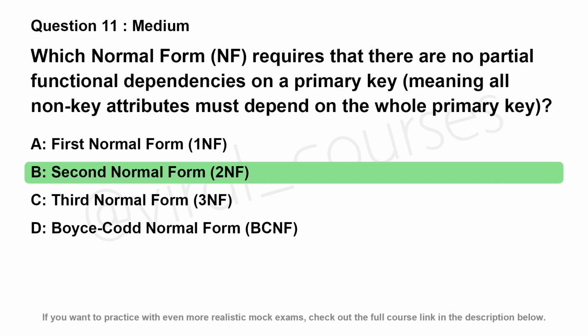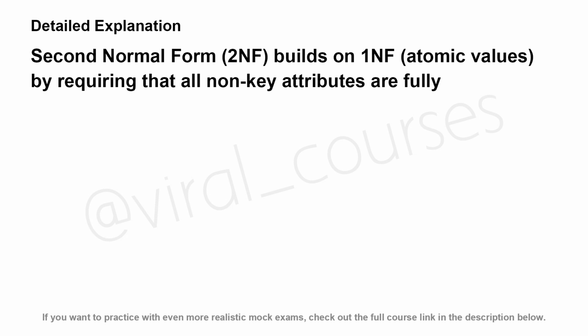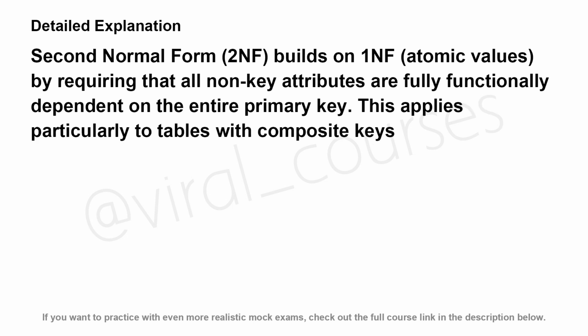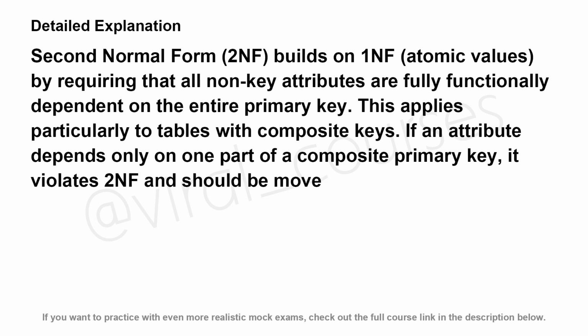The correct answer is B. Second normal form, 2NF, builds on 1NF, atomic values, by requiring that all non-key attributes are fully functionally dependent on the entire primary key. This applies particularly to tables with composite keys. If an attribute depends only on one part of a composite primary key, it violates 2NF and should be moved to a separate table.